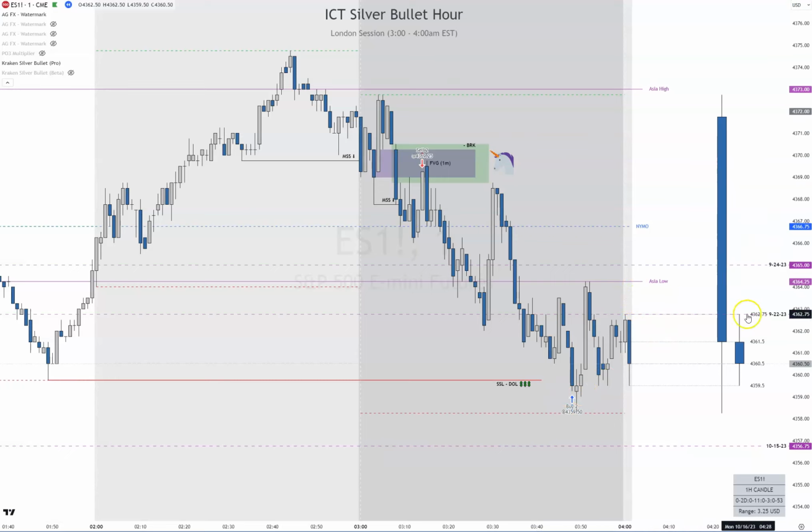We observed the power of 3 candles to observe open, high, low, close, and that's exactly how these candles painted, the power of 3 painted for the silver bullet hour. So that is your London silver bullet trade setup for Monday, October 16th.